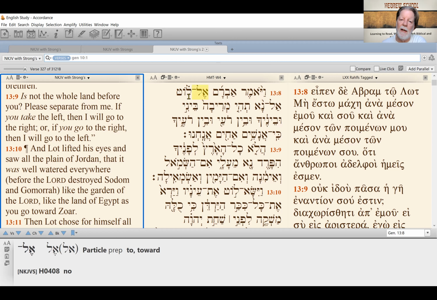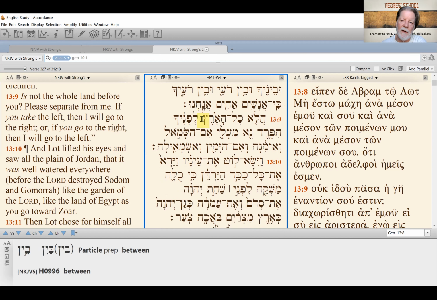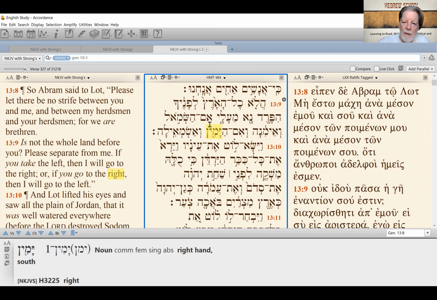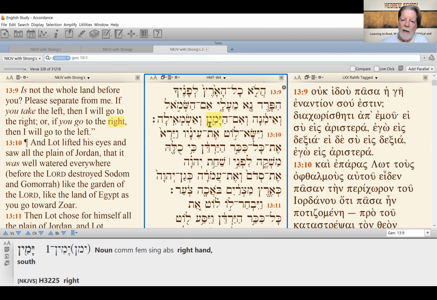Vayomer Avram El Lot Al Na Tiki. Oops, we did not advance our Hebrew version here. That's much better. Get verse 9 at the top of the page. Halo kol haaretz lifanecha. Hifred na elai im hasmol, va'emina, va'im hayamin, ve'asmila.